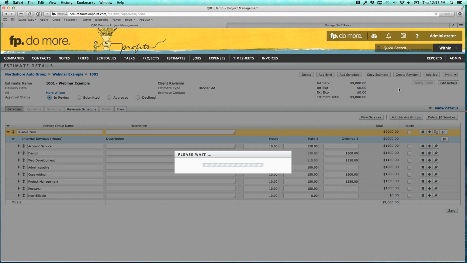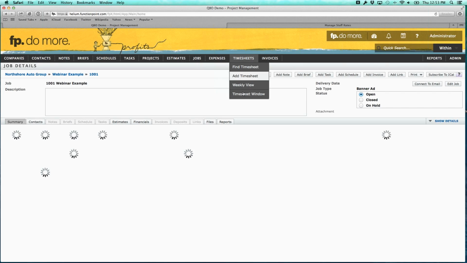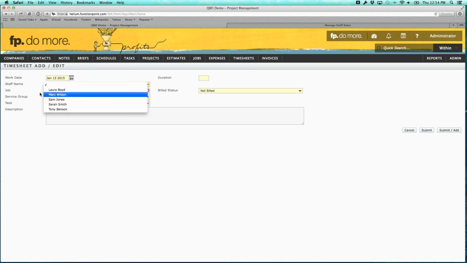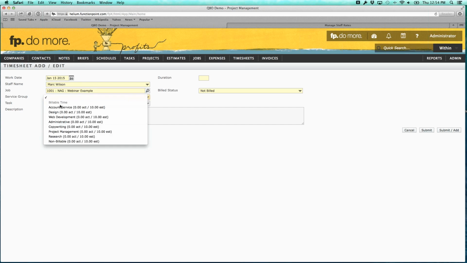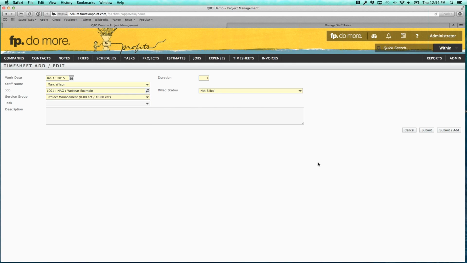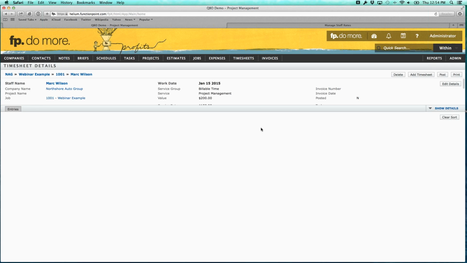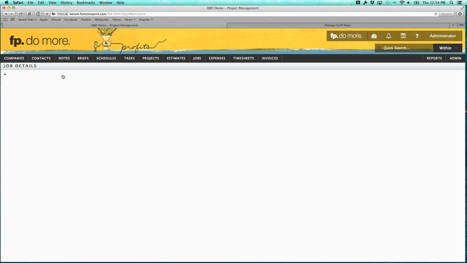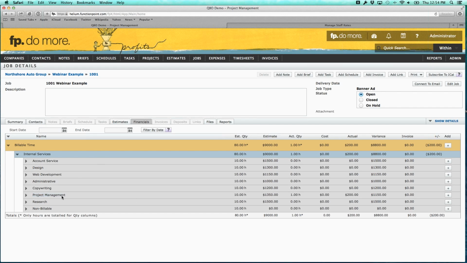And of course, just to give you a really quick example, if I were to go ahead and add a timesheet to my job here, I'll just realize I'm logged in as administrator. If I enter a timesheet against my job here, under, let's say, project management for 1 hour, as I said earlier, the value is $200. If I go back to my job's financials tab, notice here that I have project management, 10 hours estimated. We dropped in an override amount of $1,300. I have 1 hour actual at $200.